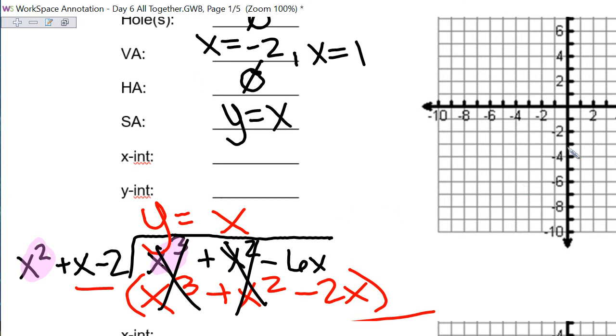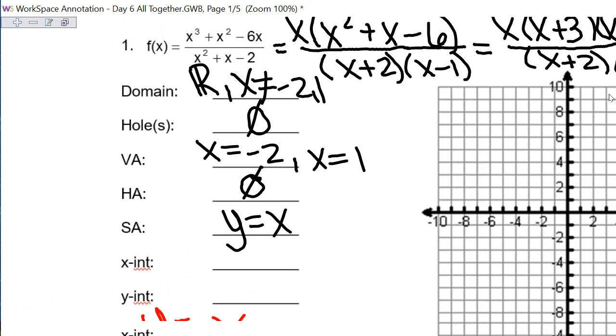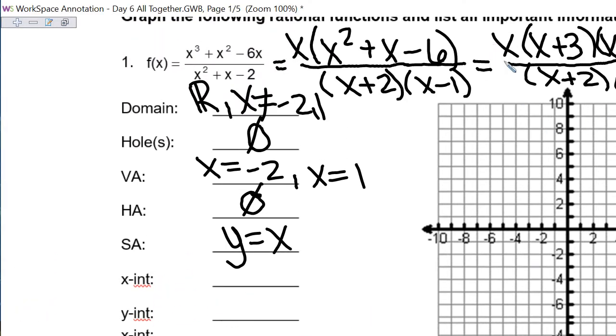Now for the x-intercept, how do you find the x-intercept? Set the numerator equal to 0. I'll use the factor form, so we have x, x plus 3, and x minus 2. So how many x-intercepts do we have? 3. So for x, what is the x-intercept for that one? 0. What are the other 2 x-intercepts? -3 and?